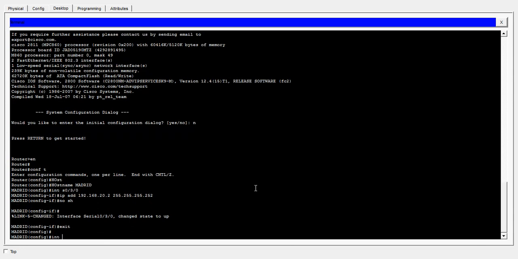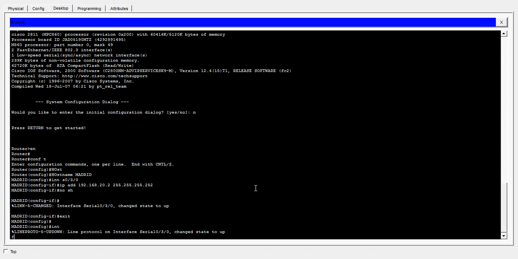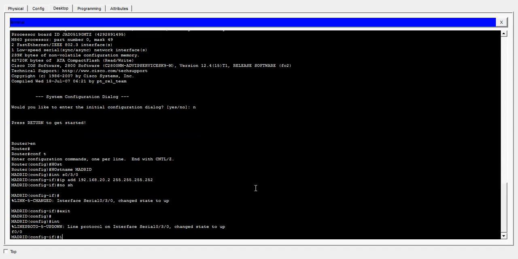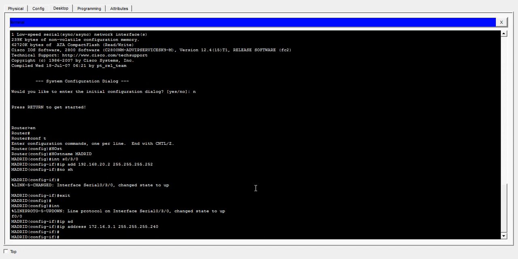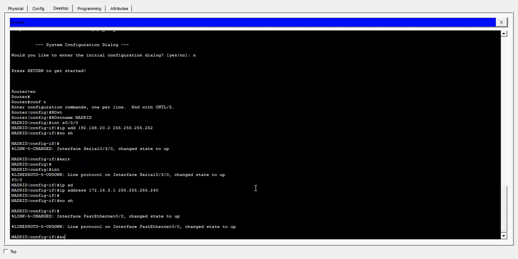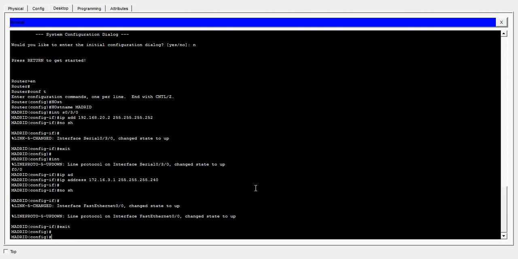Interface fast Ethernet 0/0. IP address 172.16.3.1, 255.255.255.240. No shutdown. Exit. Once again we'll save.